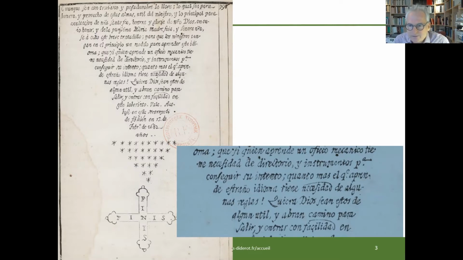Que si quien aprende un oficio mecánico, who learns a mechanical oficio, tiene necesidad de directorio. They will need a guideline, you can call this a guideline, a directorio, y instrumentos para conseguir su intento, cuanto más el que aprende extraño idioma tiene necesidad de algunas reglas!